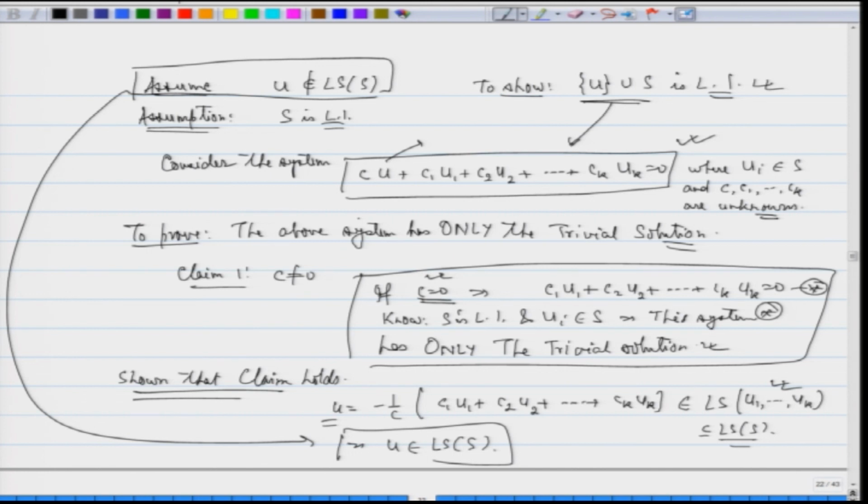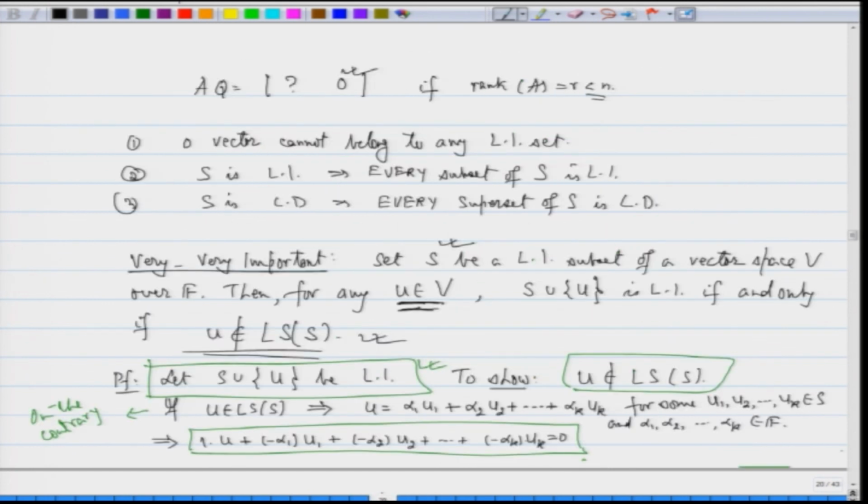So, that finishes this lecture. I want you to understand that this is a very, very important theorem, where we have said how to go from a linearly independent set to the next linearly independent set and so on. How do we expand the size of the linearly independent set? That is all. Thank you.